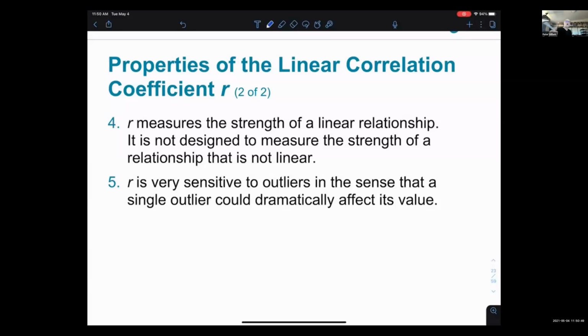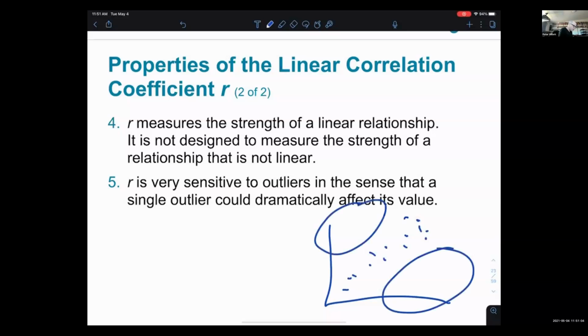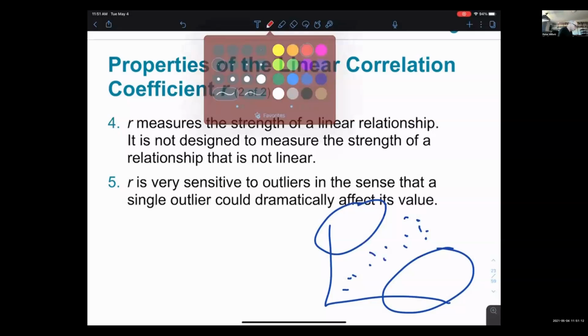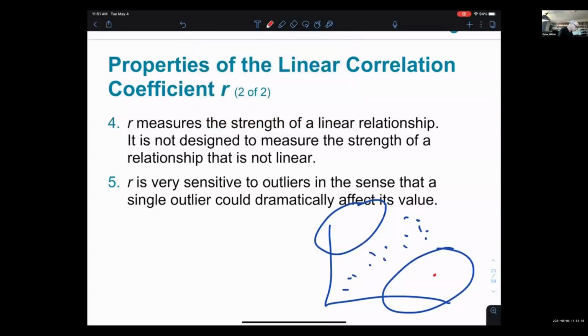And as mentioned earlier, R is very sensitive to outliers, in the sense that a single outlier could dramatically change its value. You remember in those graphs, I had some points that looked like this, and I noted there's nothing down here and there's nothing up there. That really helped us confirm the idea that there was a linear relationship. Well, if all of a sudden you stick a point down here, or a couple of points in those areas, that can really throw off your R value and bring it down closer to 0. And so R is very sensitive to outliers of that type.